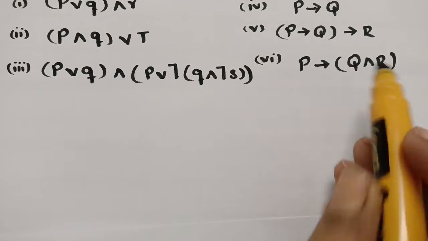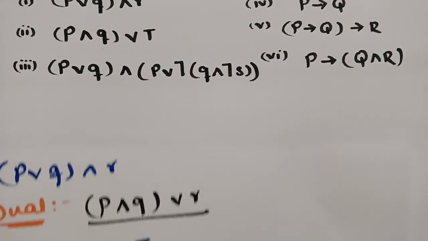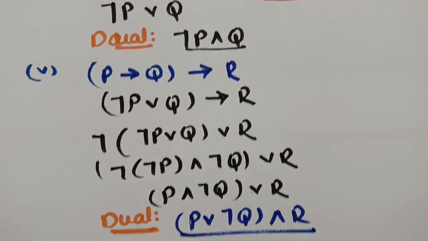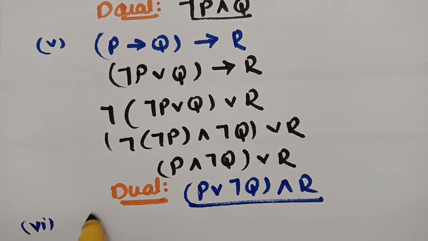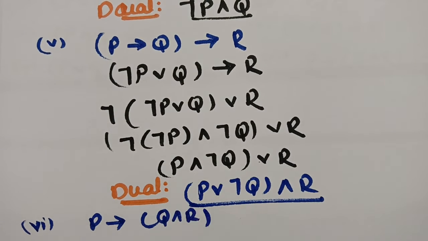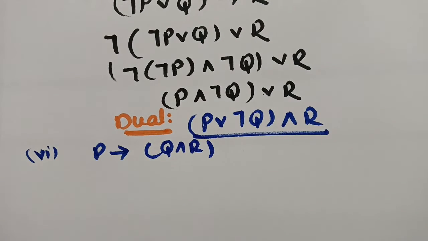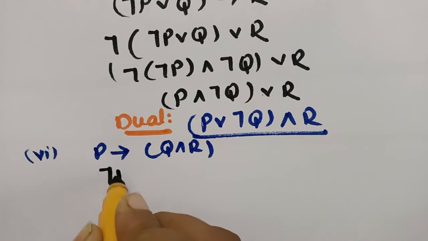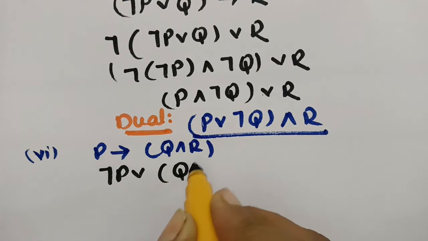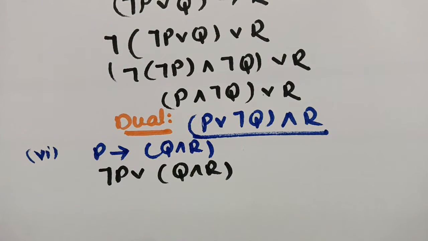This is P implies Q and R. So this is P implies Q and R, and now the statement value will be negation P or Q and R. See here, for implication, P implies Q is negation P or Q.